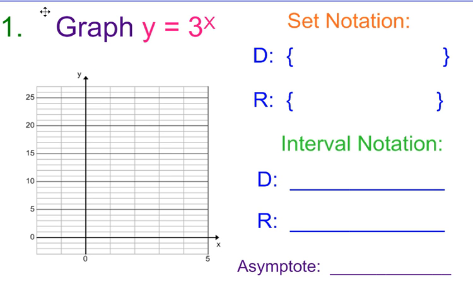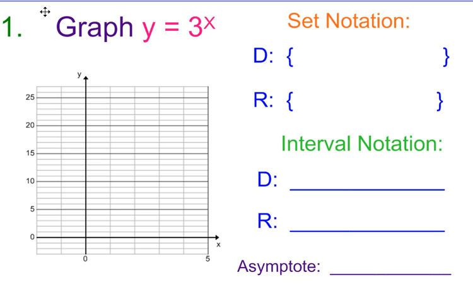In this lesson, we are going to learn how to graph exponential functions, and then do the domain and range, and also these graphs will have asymptotes. So we're going to look for those also. Our first problem you can see is we have y equals 3 to the x. And so this is an example of exponential growth because we have a base that's higher than 1.